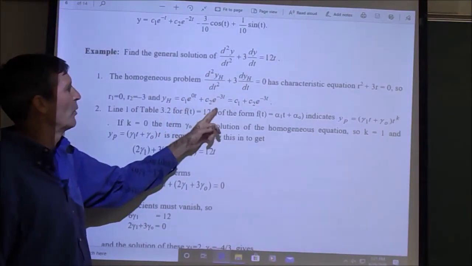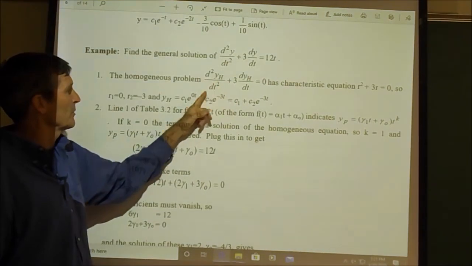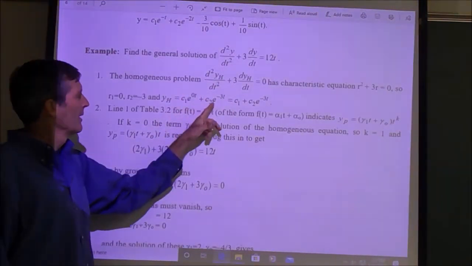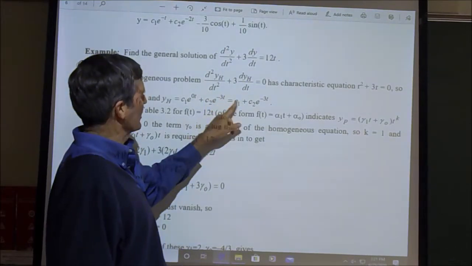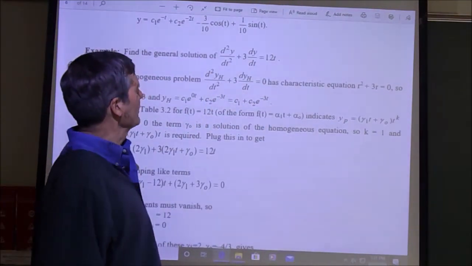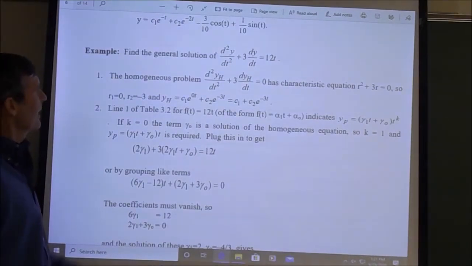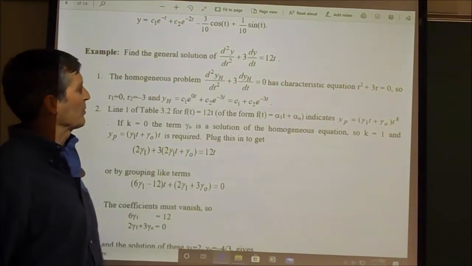So it has general solution c1 e to the 0t plus c2 e to the minus 3t, while e to the 0t is just 1. So one solution of the homogeneous problem is 1, and I get c1 times 1, and another solution is e to the minus 3t, so I get c2 e to the minus 3t added. Here's all solutions of the homogeneous problem.